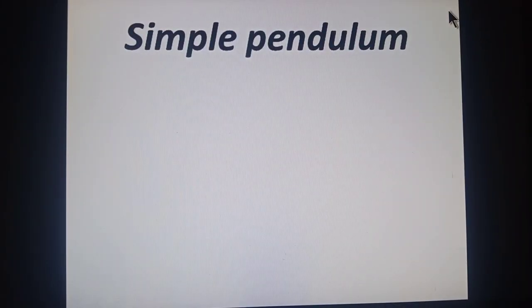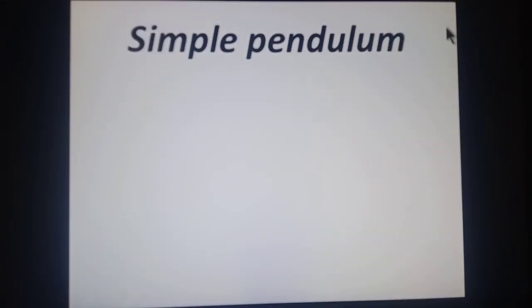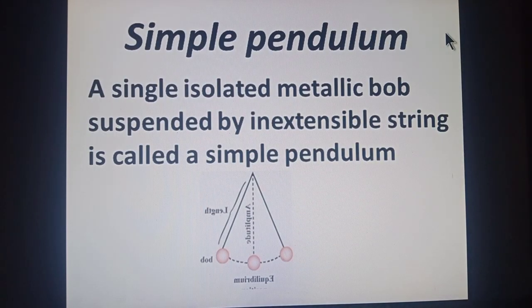Lesson is simple pendulum. First of all, what is a simple pendulum? A simple pendulum consists of a single metallic isolated bob suspended from an inextensible string. Look at this diagram. Here is a simple pendulum, and when we disturb it from its mean position and take it on the other side and release there, it will start oscillating about this mean position. So we say that it performs vibratory motion.